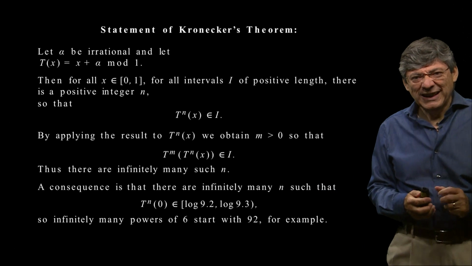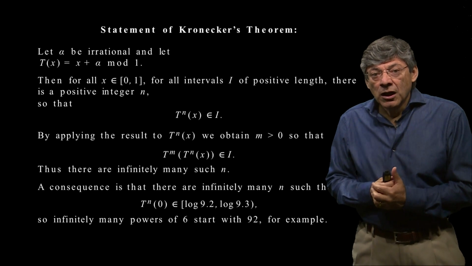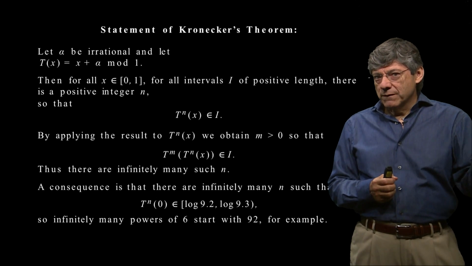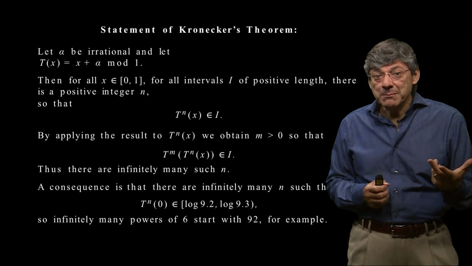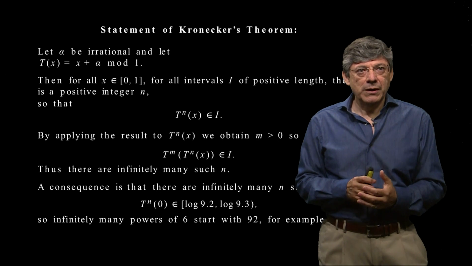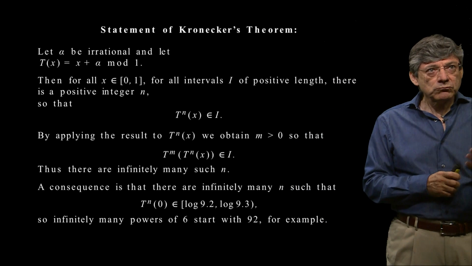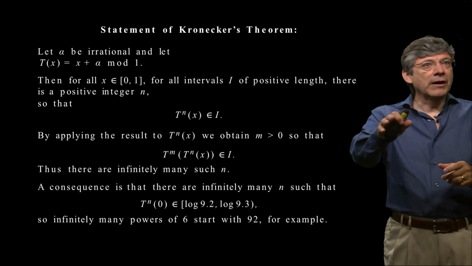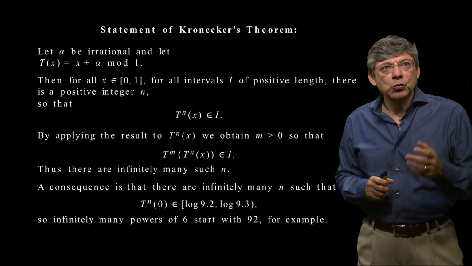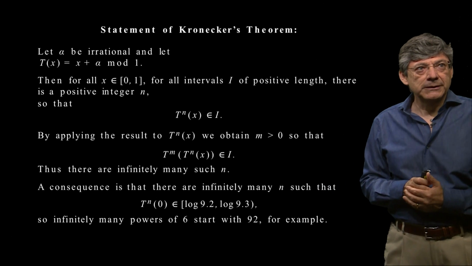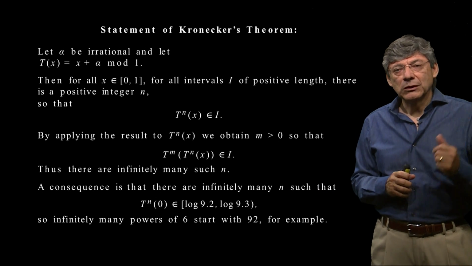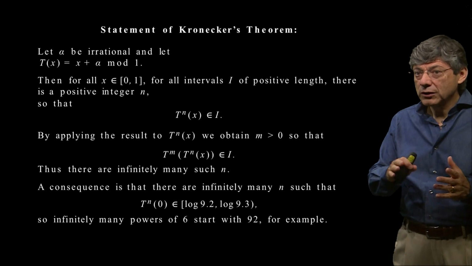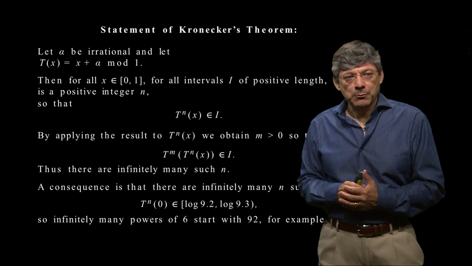Okay? The consequence of this is that not only is there one time, we saw 176 was the first time 6 started with a 9, but there will be infinitely many where it starts with a 9. And similarly, you have infinitely many where you see 9.2 or 9.3. Those are the times when the orbit of 0 visits the interval log 9.2, comma log 9.3.